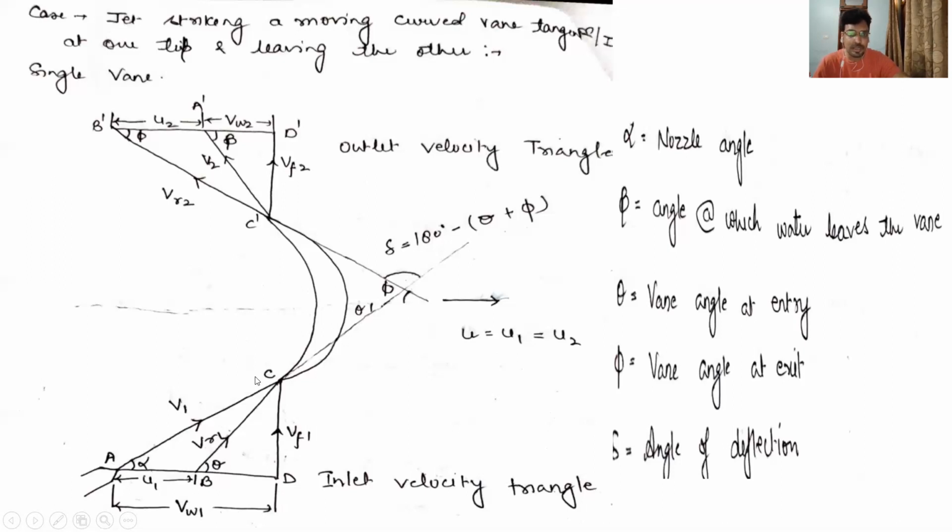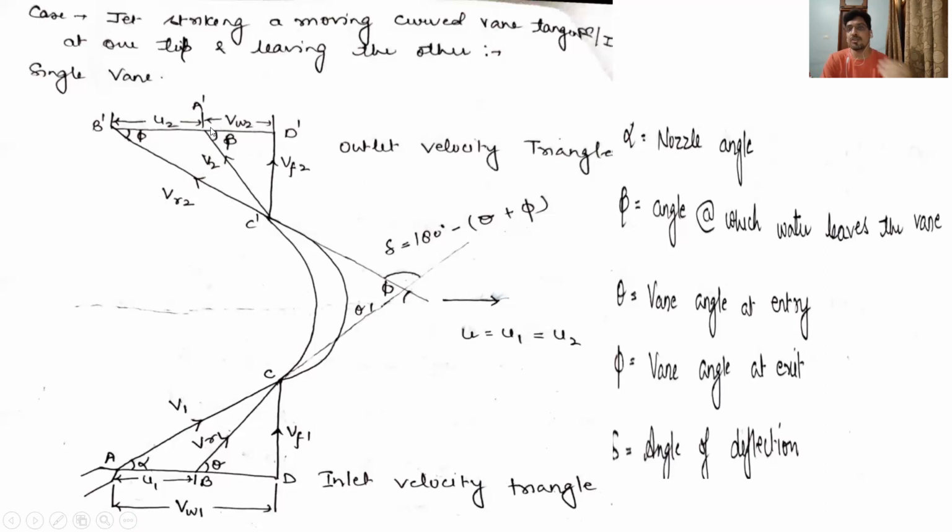So this is the inlet velocity triangle, and at the outlet velocity triangle, this phi is the vane angle at exit. Beta is the angle at which water leaves the vane. This is the absolute velocity of the jet at the outlet. This is the relative velocity of the jet at outlet. This is the flow velocity at outlet. This VW2 is the whirl velocity. This is the outlet velocity triangle.